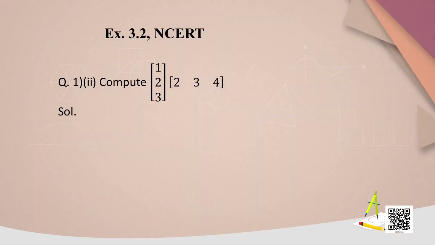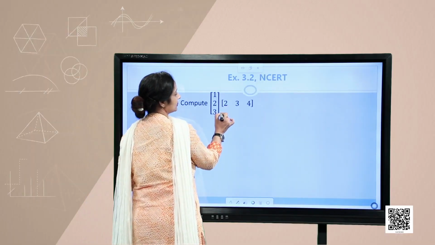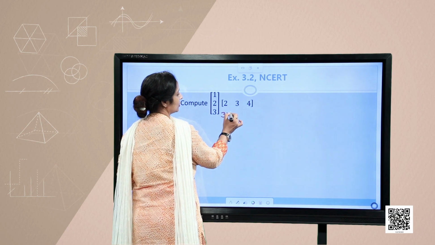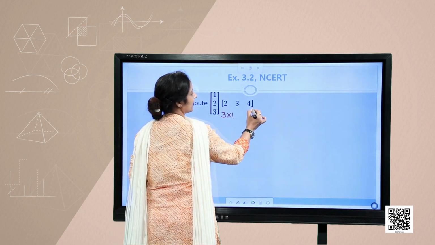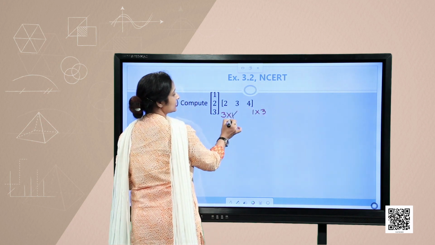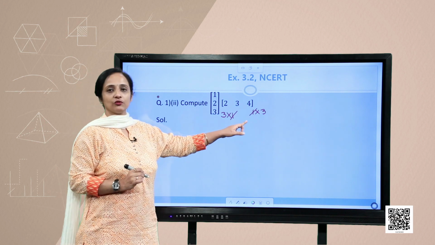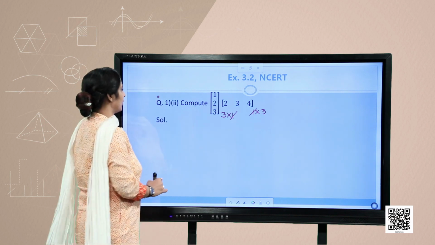Now let us solve NCERT exercise question 1 part 2. These are the two matrices given to you for multiplication. Let us first check their orders. This has 3 rows and 1 column and this second matrix has 1 row and 3 columns. So the inner orders are the same, and the resultant product matrix will have 3 by 3 order.